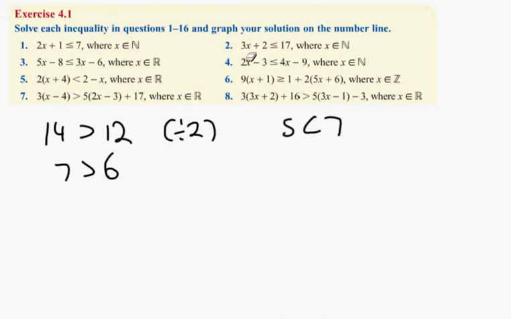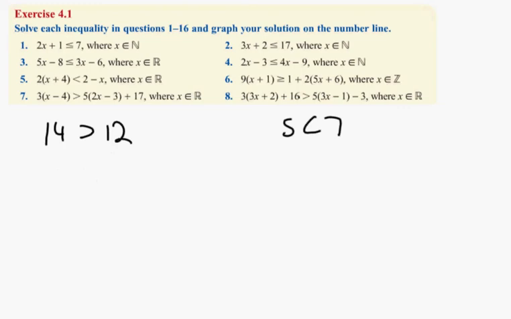Okay. What about dividing by a negative number? Divide by minus 2. What happens? Minus 7, minus 6. Which is the bigger number? But minus 7 isn't bigger than minus 6. So what does that mean? We have to reverse the sign. So when you divide by a negative number, you have to reverse the sign. But when you divide by a positive number, you don't have to reverse the sign. I'm getting there. Okay. Next one.